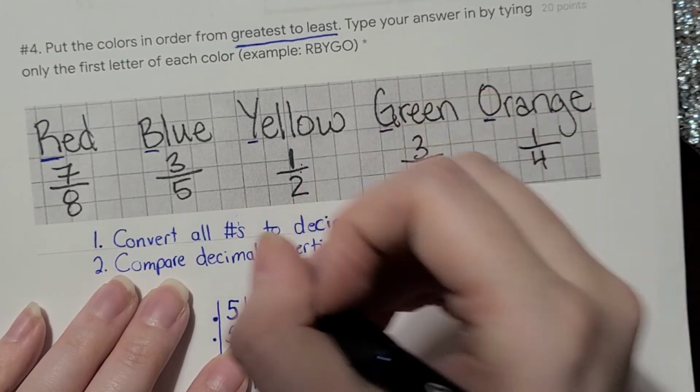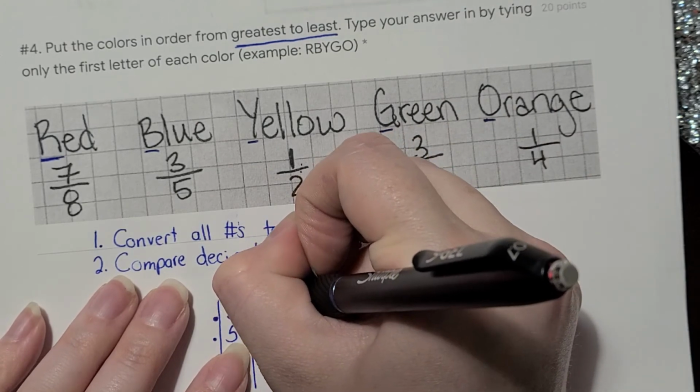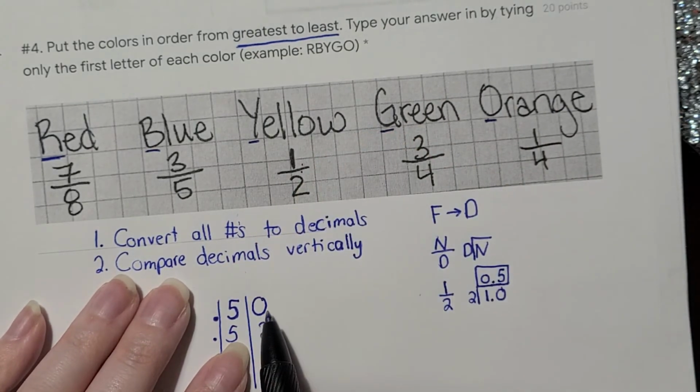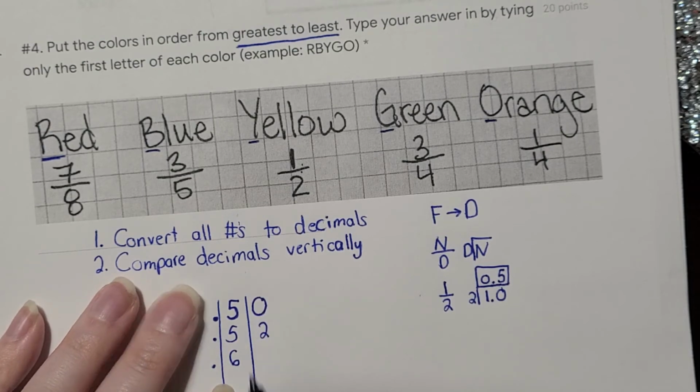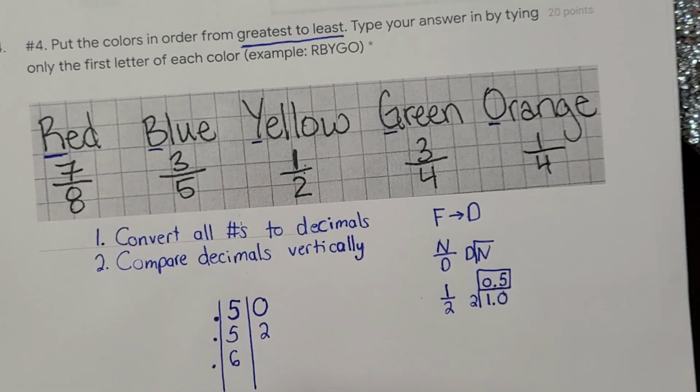This one has nothing. If you have a blank, when you order them vertically, you can fill it in with a 0. Because this one has a 2 that's greater than 0. Okay, so 0.52 is greater than 0.5, but not than 0.6.